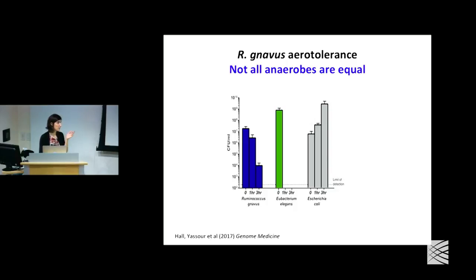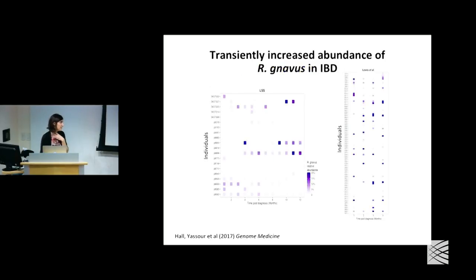And so we dug deeper on Ruminococcus gnavus to see if we could observe anything in the samples that we had. Here I'm looking at just Ruminococcus gnavus abundance. Each row is an individual, each column is a time point that they were sampled at.